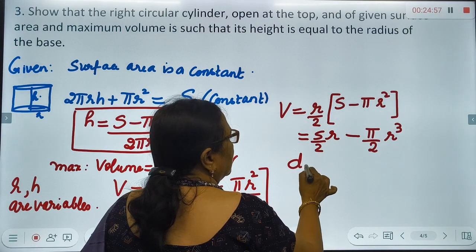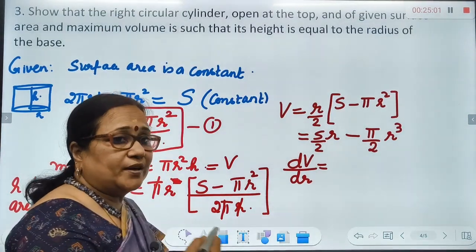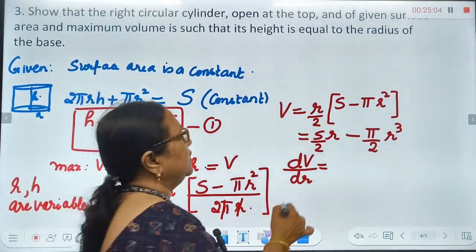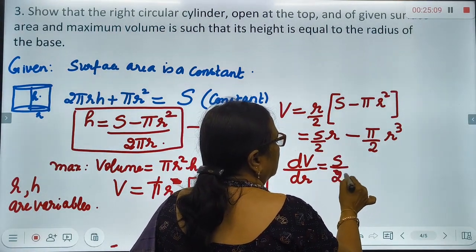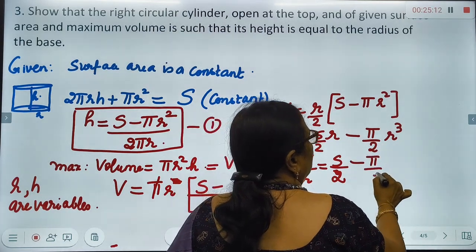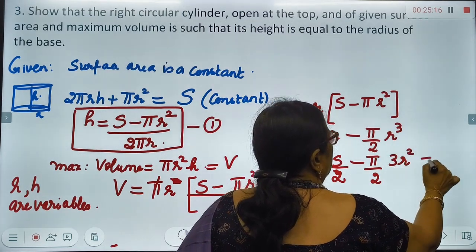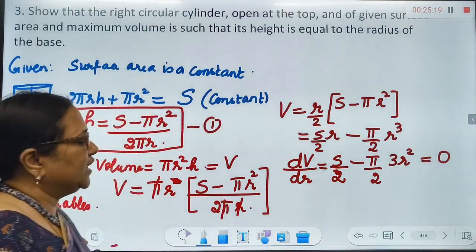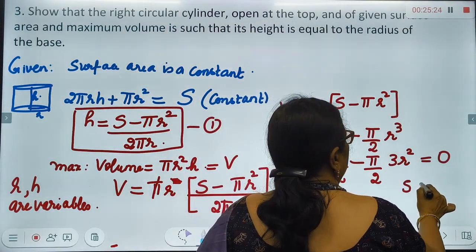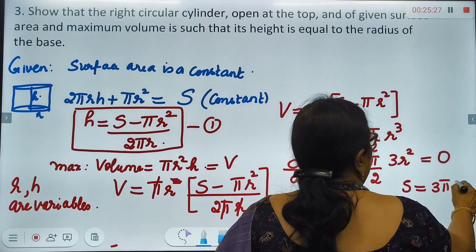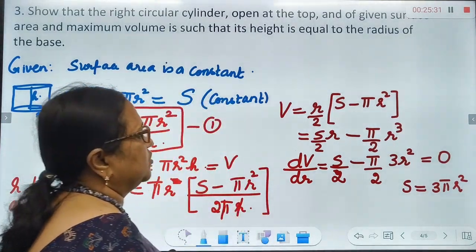Now dV by dr will be equal to, differentiating with respect to r, because r is the variable, S is a constant, you will get S by 2 minus pi by 2, differentiating this will give you 3r square, equal to 0. To find the critical point, equate the first derivative to 0. Okay, so I will get S is equal to 3 pi r square. Why? Because 2 and 2 will get cancelled. So S is equal to 3 pi r square.